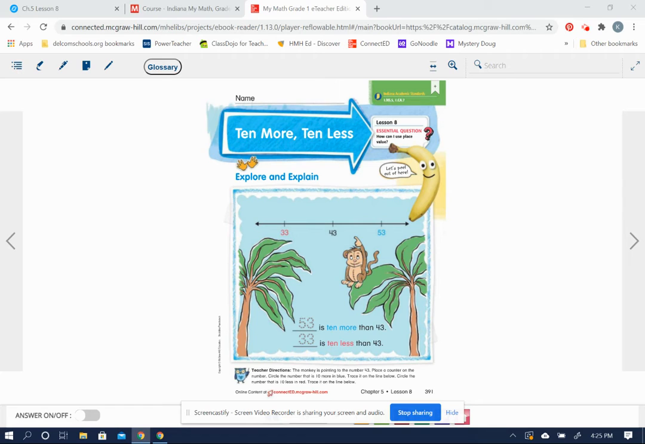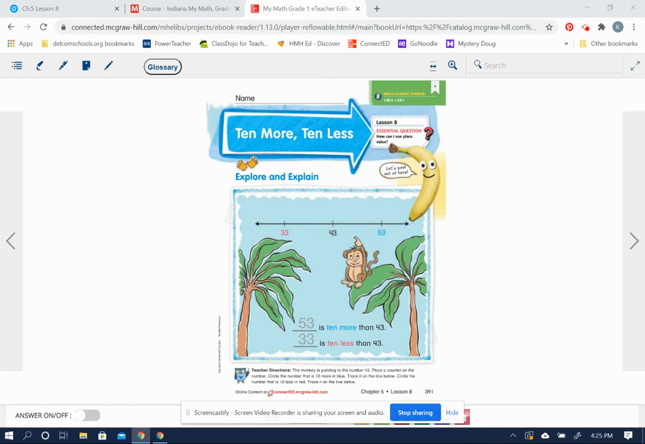What we're going to do on this page is, in thinking about a number line and how you have numbers that go to the right, the numbers get bigger. And when you move on a number line to the left, the numbers get smaller. So we're going to be looking at numbers on a number line to tell 10 more and 10 less.